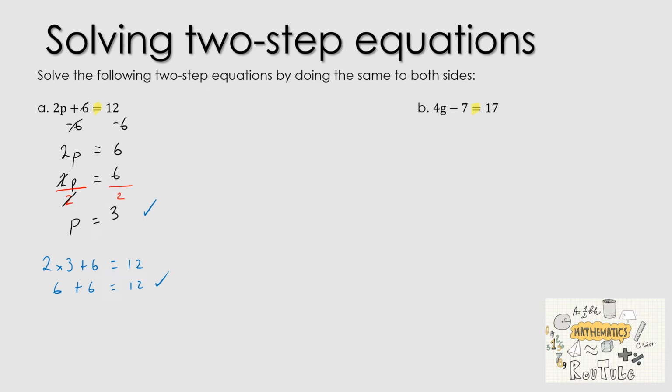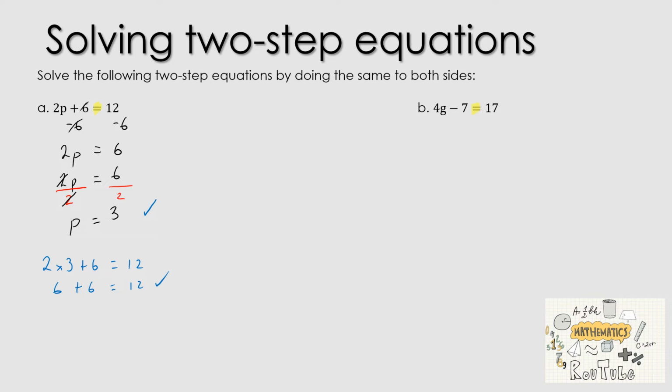Moving on to part B. So now we have 4g minus 7 equals 17. Okay, so now we have two operations again. We need to work out the specific order. Remember, reverse BIDMAS when we are solving. So we start with subtraction. Do we have any subtraction? Yes, we do. We have subtraction present in this question.